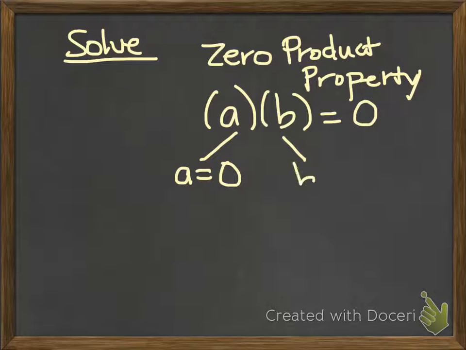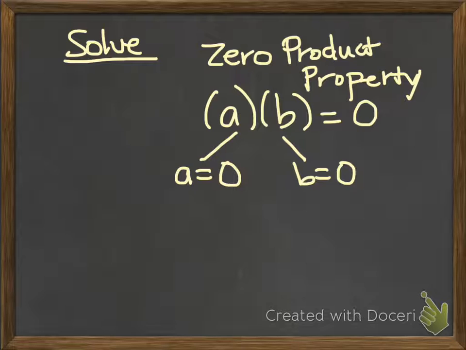If b is 0, it also doesn't matter what a is, because a times 0 is 0. So either the first term or the second term, either one of the terms can be 0, and it would make the whole answer 0. So that's called zero product property.